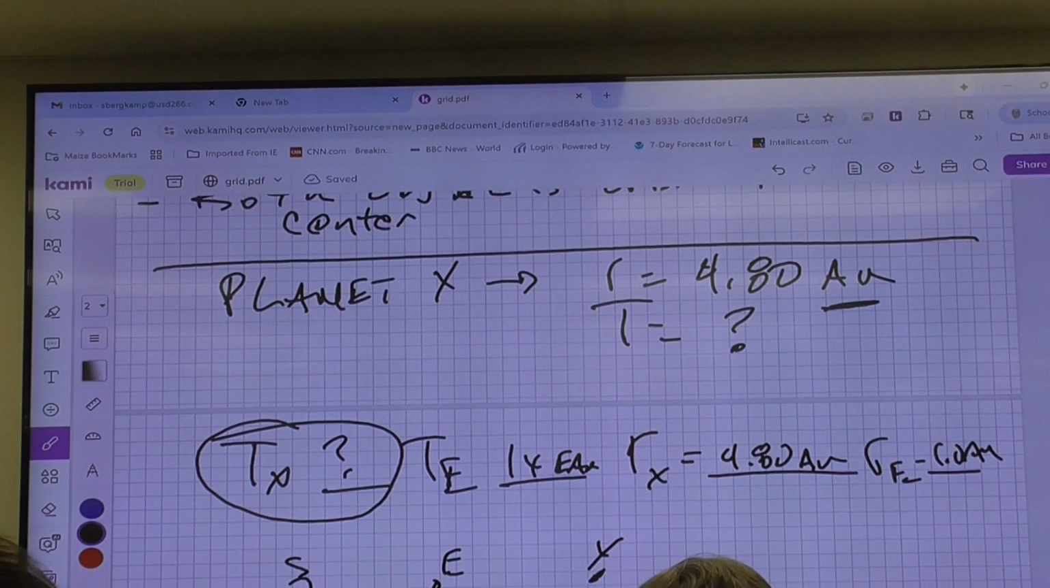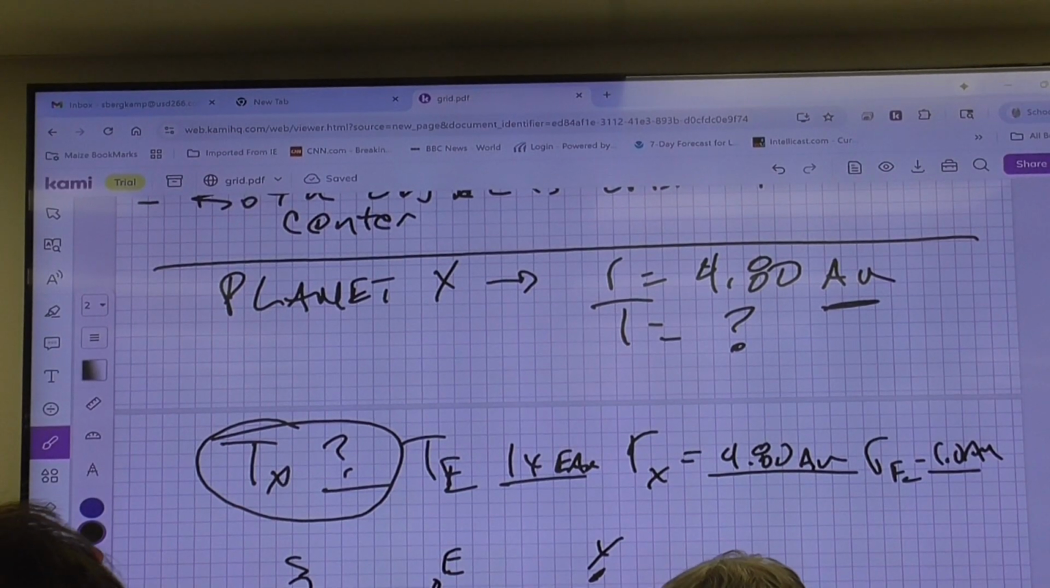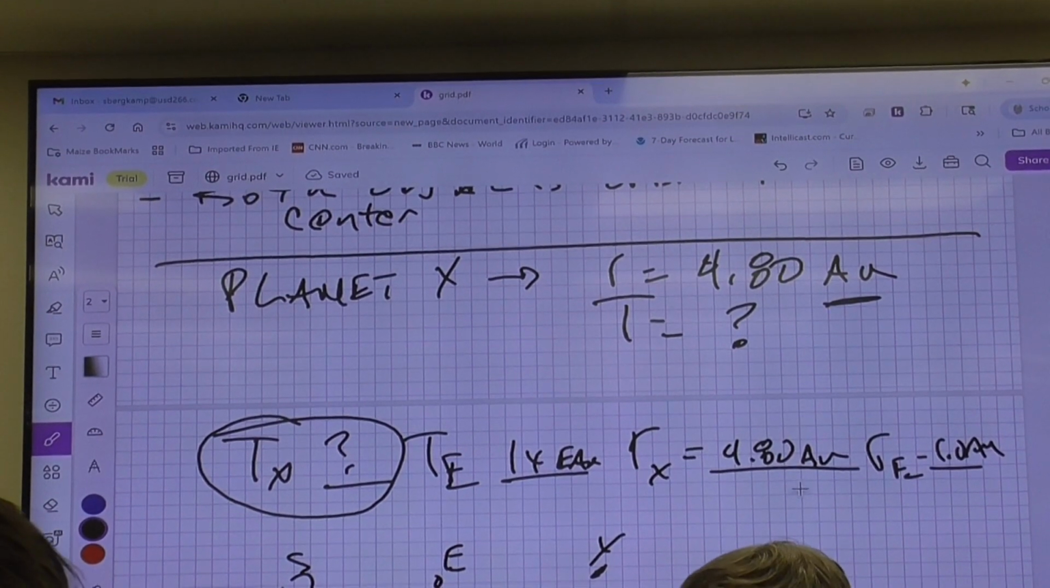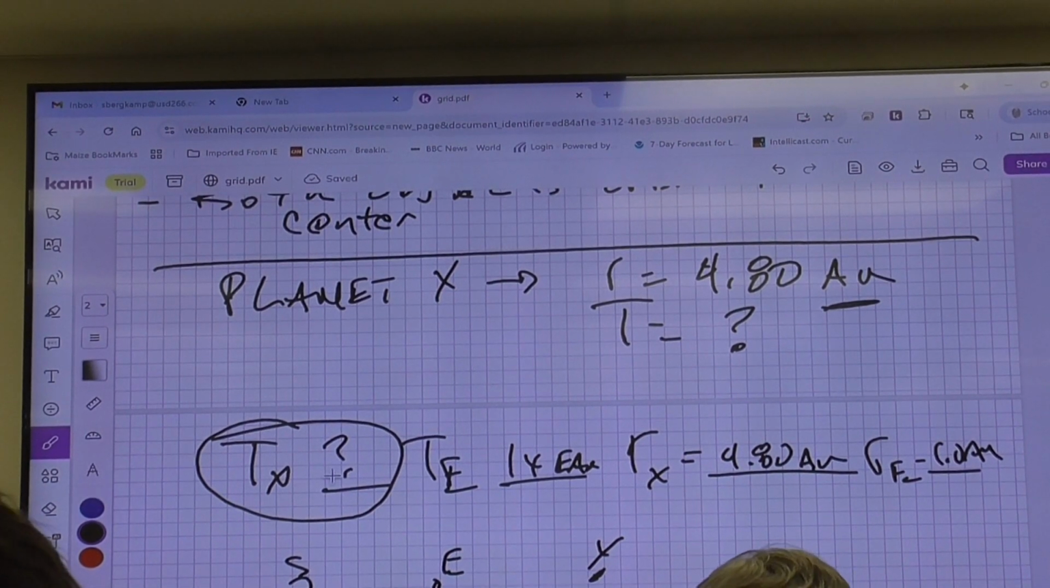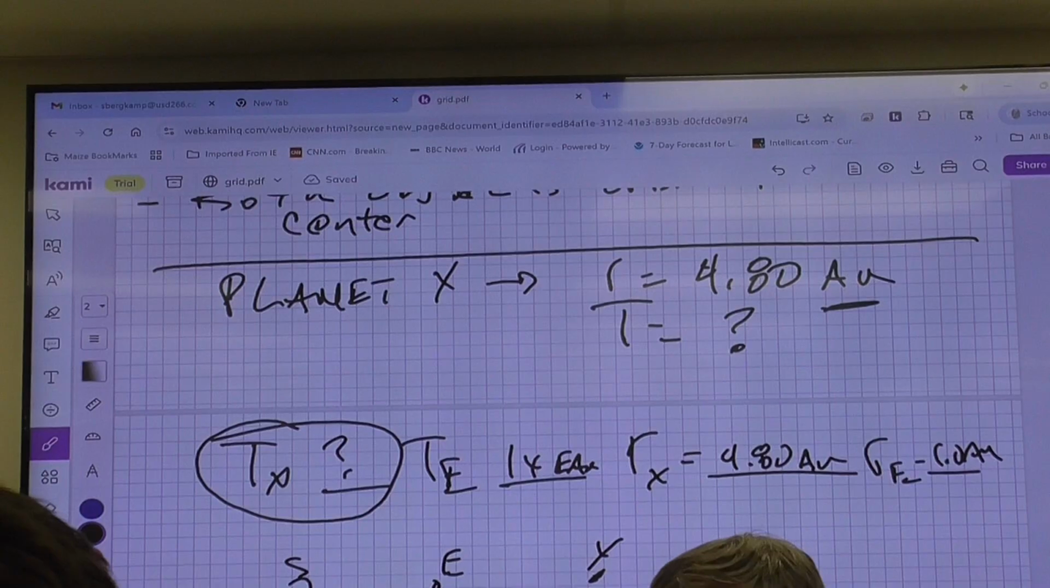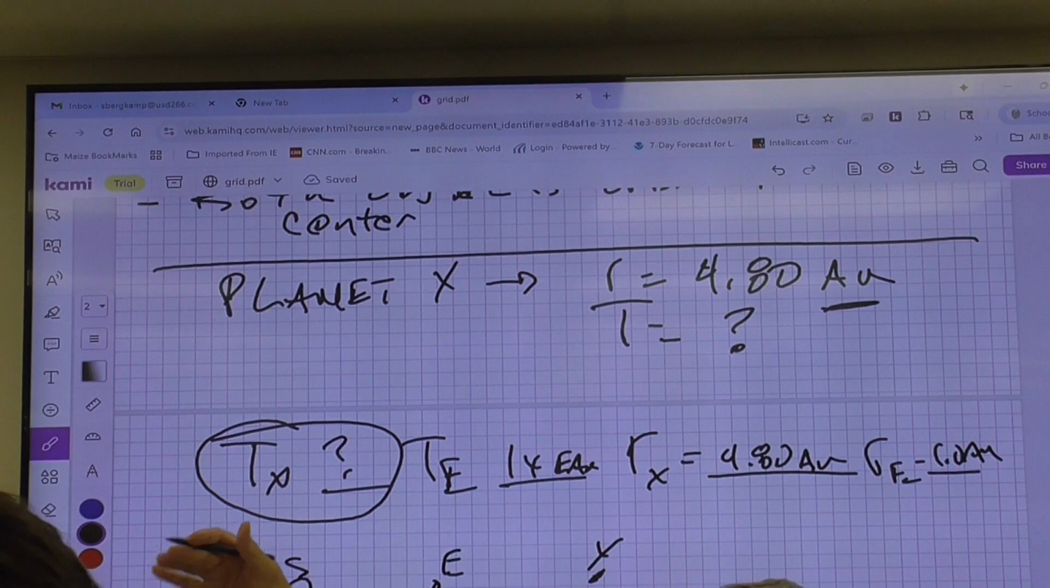Now, what would be the simplest possible ratio between orbital radius and period? 1 to 1. The simplest possible ratio would be a 1-to-1 ratio. If planet X is 4.8 times farther, what would the period of planet X be? 4.8 years. That would be the simplest possible ratio. Planet's twice as far, it's going to take 2 years to orbit. 3 times out, it's going to take 3 years to orbit. Yeah, it's not going to happen. It's close though, but it's not bad.